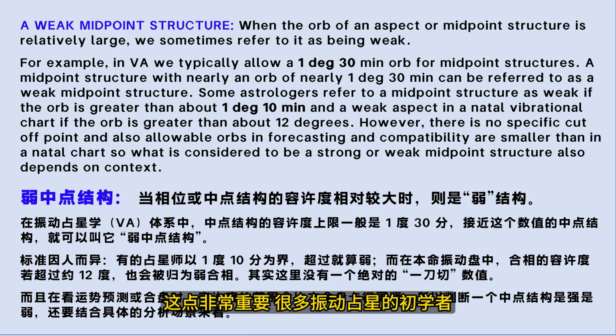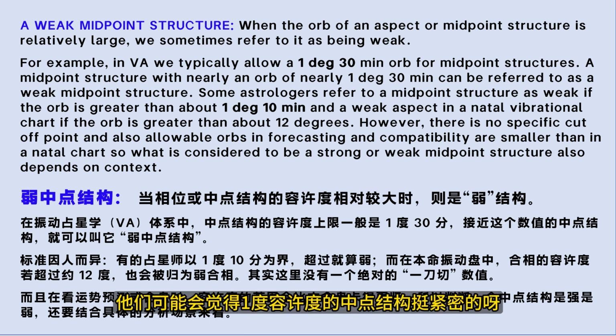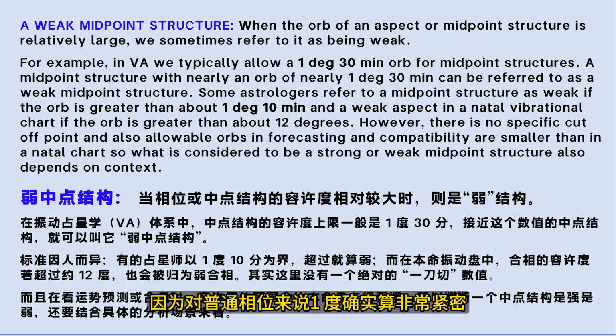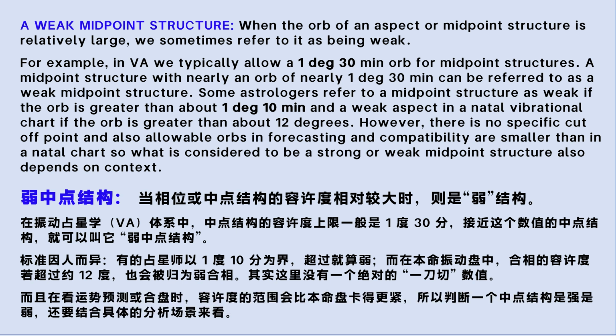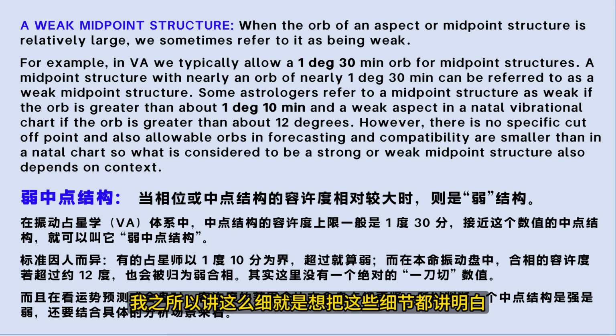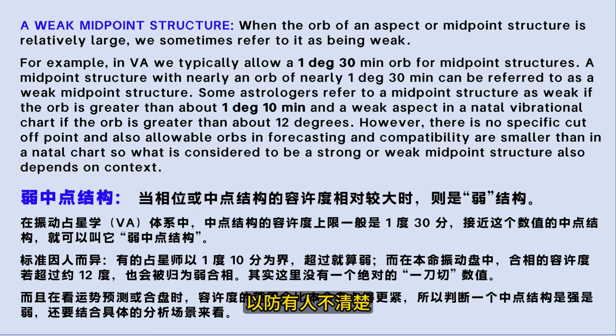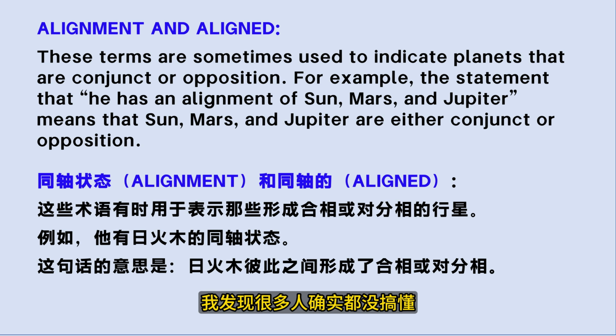So this is important, because sometimes beginners in vibrational astrology are not clear about what we mean by tight, and they start guessing what tight might mean, and they might start saying things like a midpoint structure with a 1 degree orb is tight, because a 1 degree orb for an aspect would be very tight, and a conjunction in a vibrational chart, it would be tight, but not for a midpoint structure. It's relative to what the maximum orb is. Okay. All right, well, I'm talking a lot because I want to get all these details clear in case they're not completely clear. And I found out for some people that they're not.